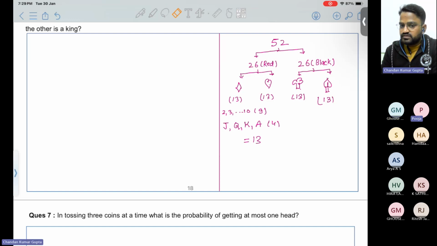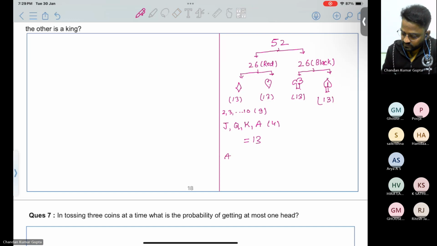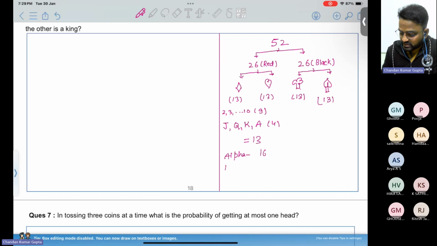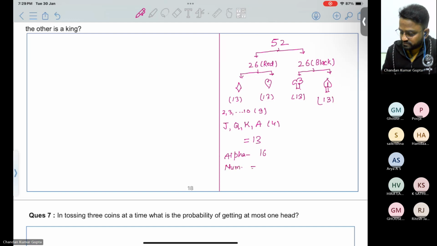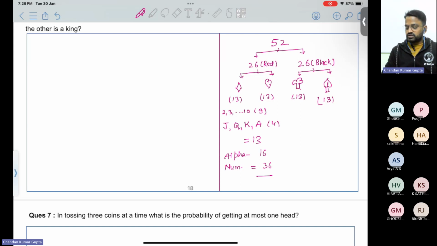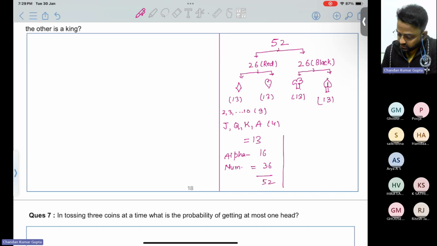Four, sir. Anyone? 16. Four, 16. 4 into 4, that equals 16. Okay, sorry. Alphabetical cards are 16 and numerical cards are 9 into 4, that equals 36. Okay, and the total is 52 cards. Also one more term is used here, like face card.